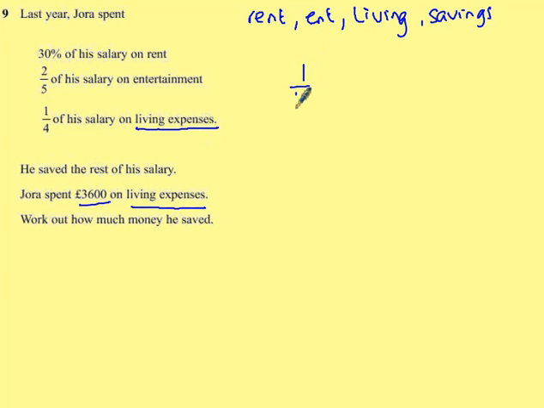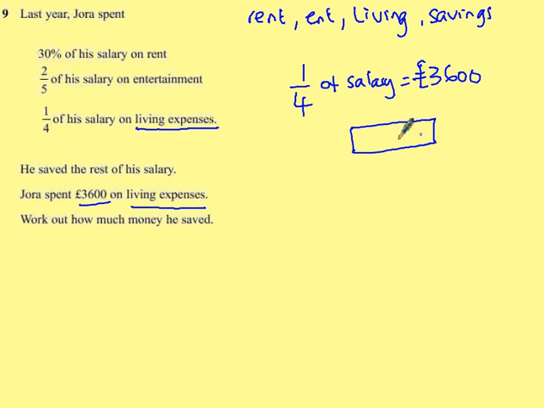That 1/4 of his salary is equal to £3,600. So, a little diagram here. The whole thing denotes his salary, so 1/4, one piece, is 1 out of the 4. So his salary is equal to 4 times 3,600.